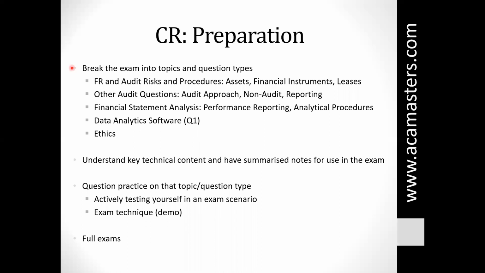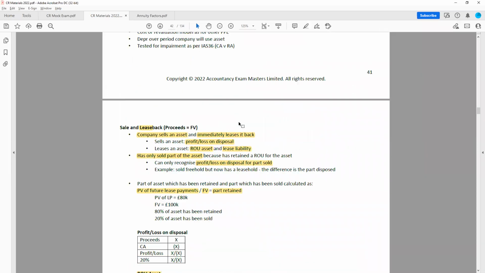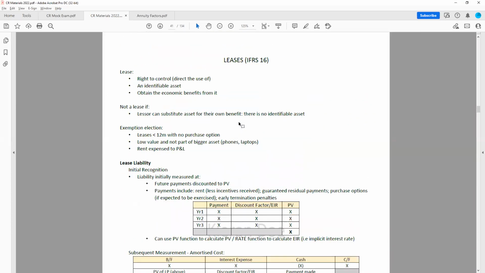So I suggest that you break the exam down into topics and question types. You can see here what I did. I just focused on leases. I just focused on one question on leases. And I think that's a really good way to approach the financial reporting and the more general audit risk and procedures type questions. Break it down into smaller topics and just focus on one topic at a time. So like with leases there, for example, I haven't taught you the technical content, we get limitations in this class, but for example, in my video classes, what I do is I explain the technical content in a nice, easy to understand way.